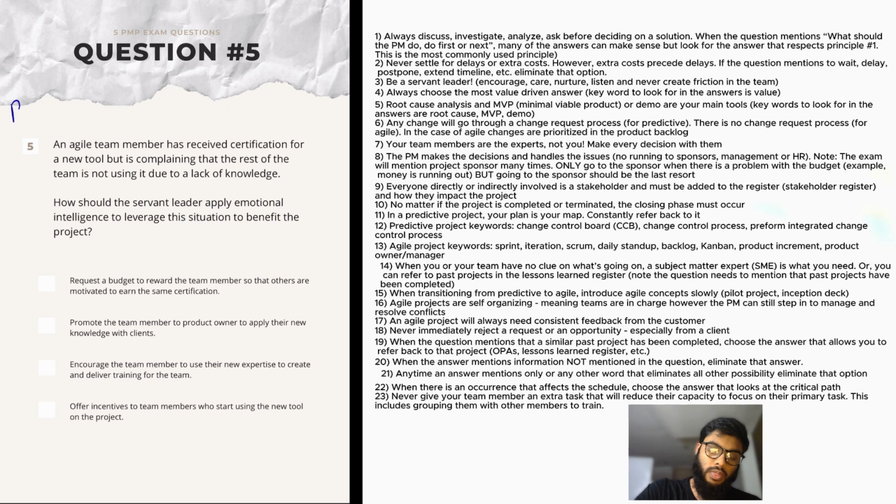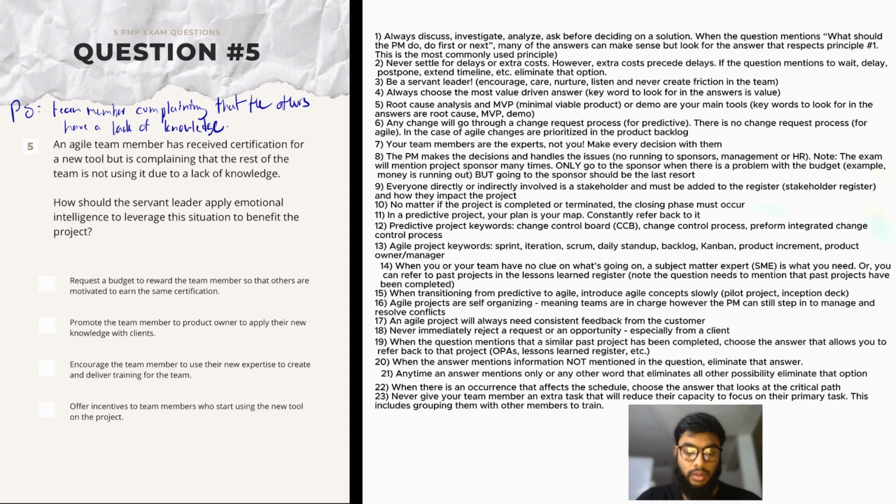Problem statement. So team member, oh, let me just fix this. Complains or complaining that the others have a lack of knowledge. Okay. Why? Because this team member did a certification and the other ones didn't.